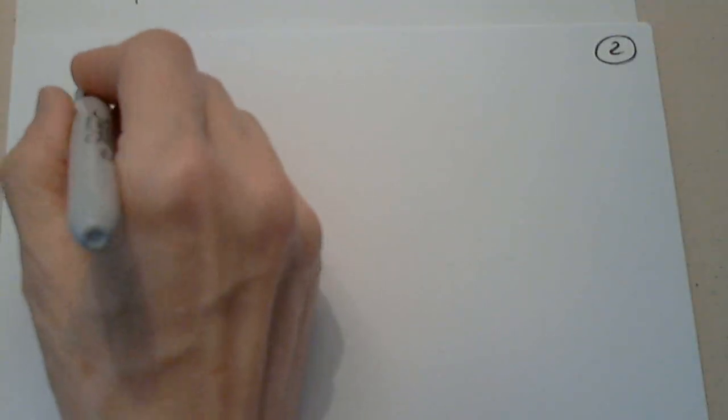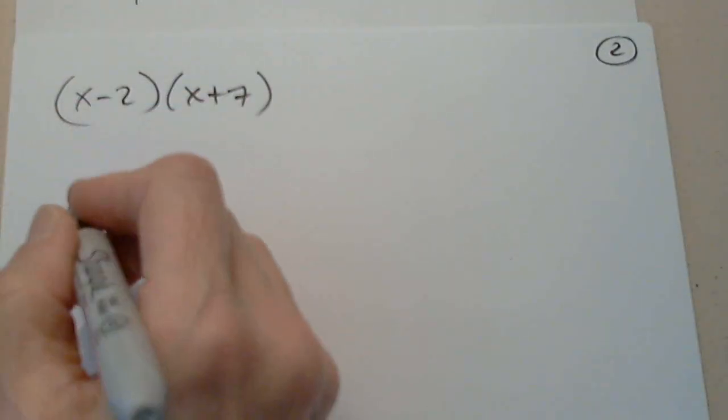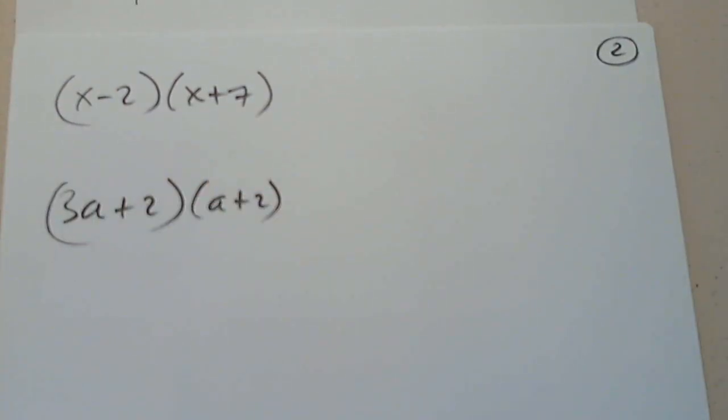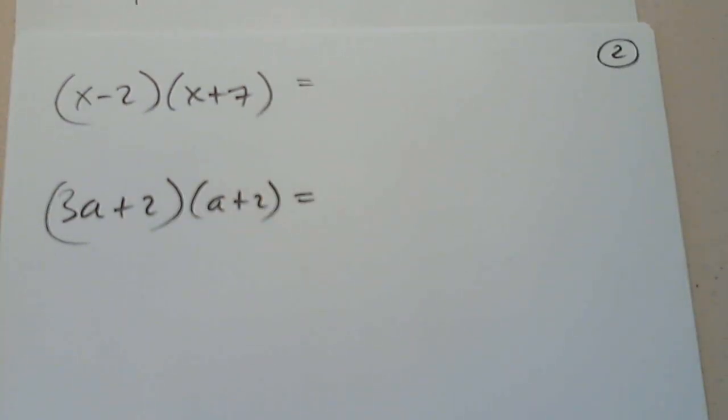Okay. Moving on to other examples. What about two binomials, x minus 2 and x plus 7? And then 3a plus 2 and a plus 2. Let's work on these. And please tell me after simplification what you get. Okay, 1 minute, please.